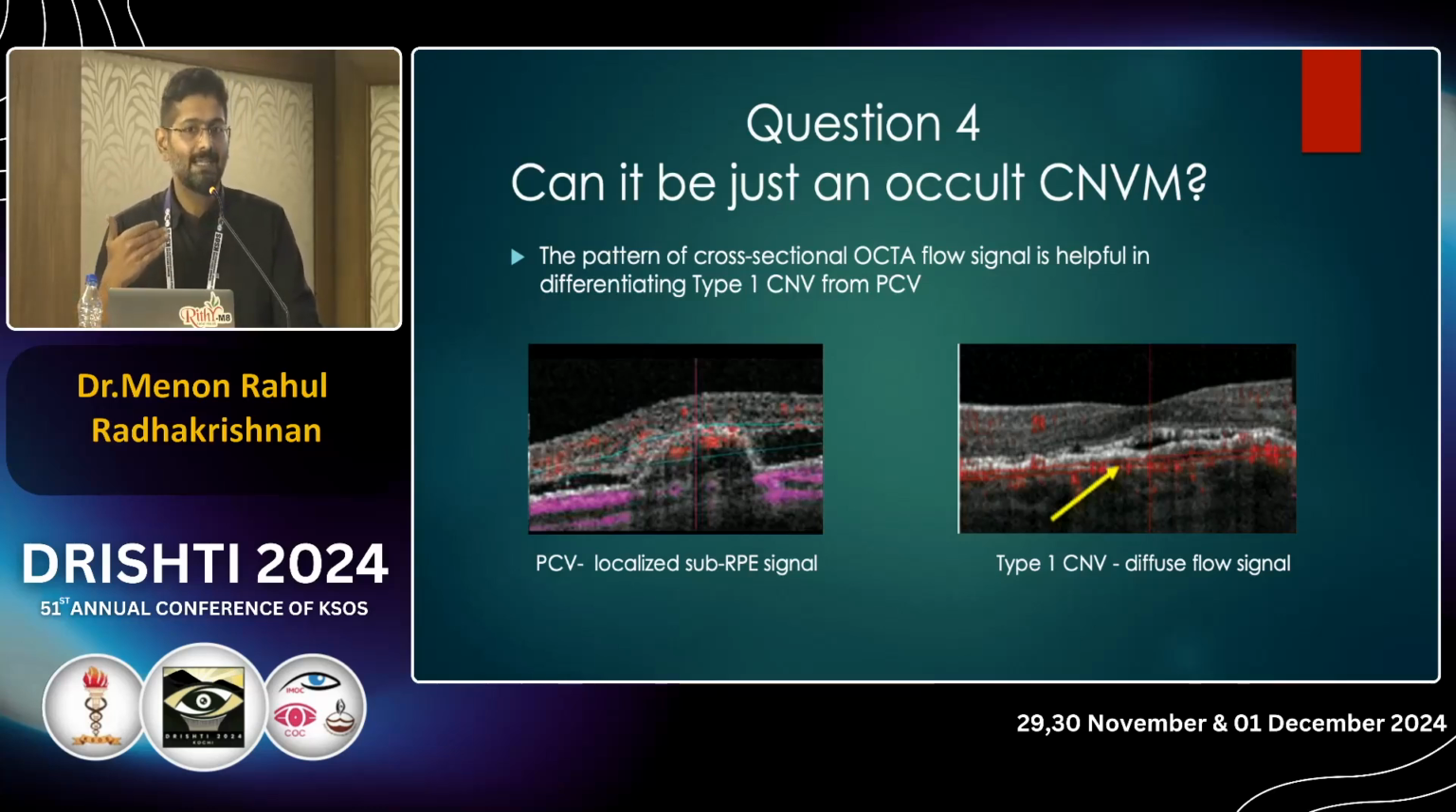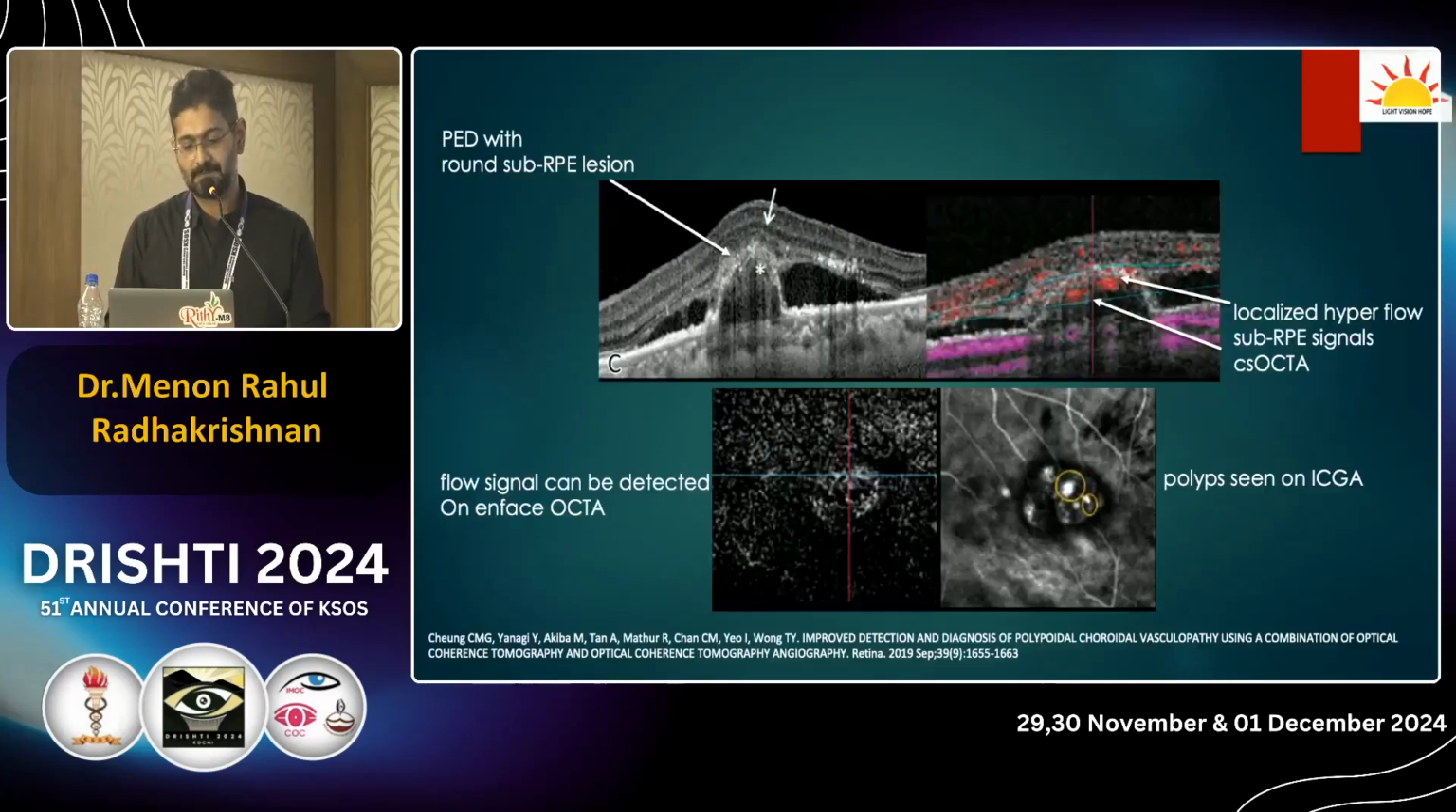So you have to look at the cross section, which is very, very important and which most retina specialists don't look into. When we look at the cross section OCTA, in a type 1 CNVM you will have a diffuse flow signal here, right? This is basically with the BVN. In PCV, you will have the diffuse signal along with this patchy flow under the PED. So when you see both of them together, you have to suspect PCV rather than an occult CNVM.